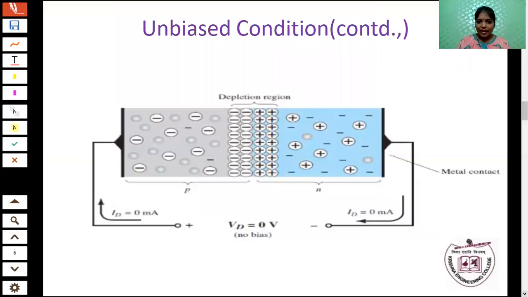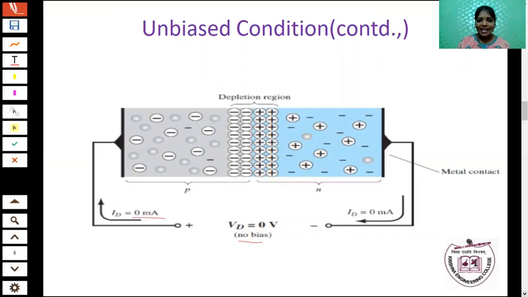So, okay, this is an unbiased condition. Already I explained to you, unbiased means we are not applying any voltage here. That is, we are not applying any external source here. There is no movement of electrons and current. So, the diode current is equal to 0 milliamps.